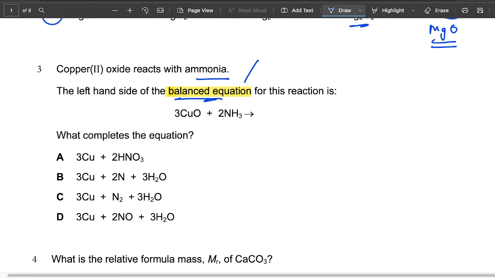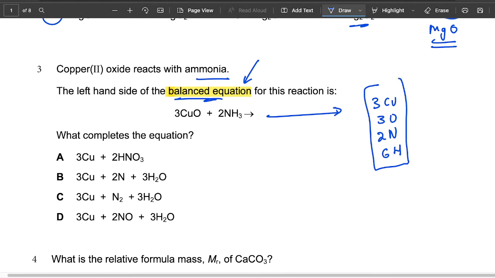So I think because they've given us the information of balanced equation, we look at these ones and we see which one is balanced, okay? And then maybe if two of them are balanced, we see which one makes more sense. So let's see here. What I can simply do is, first of all, we can just name how much of each element it is. So here we have 3 coppers, 3 oxygens, 2 nitrogens, and 6 hydrogens. So we're looking for something like this in the equations.